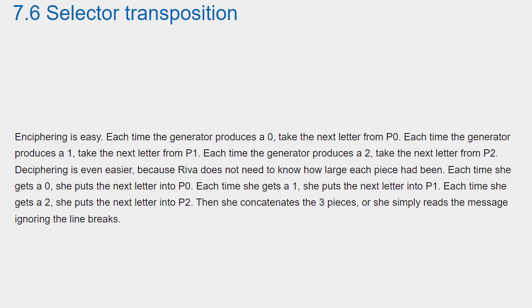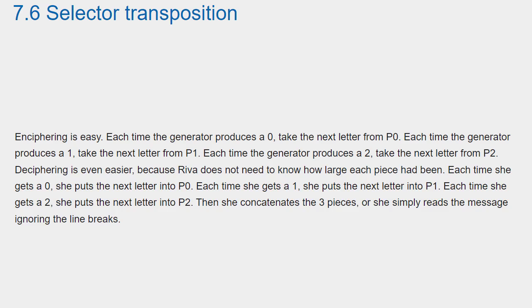Enciphering is easy. Each time the generator produces a 0, take the next letter from P0. Each time the generator produces a 1, take the next letter from P1. Each time the generator produces a 2, take the next letter from P2.